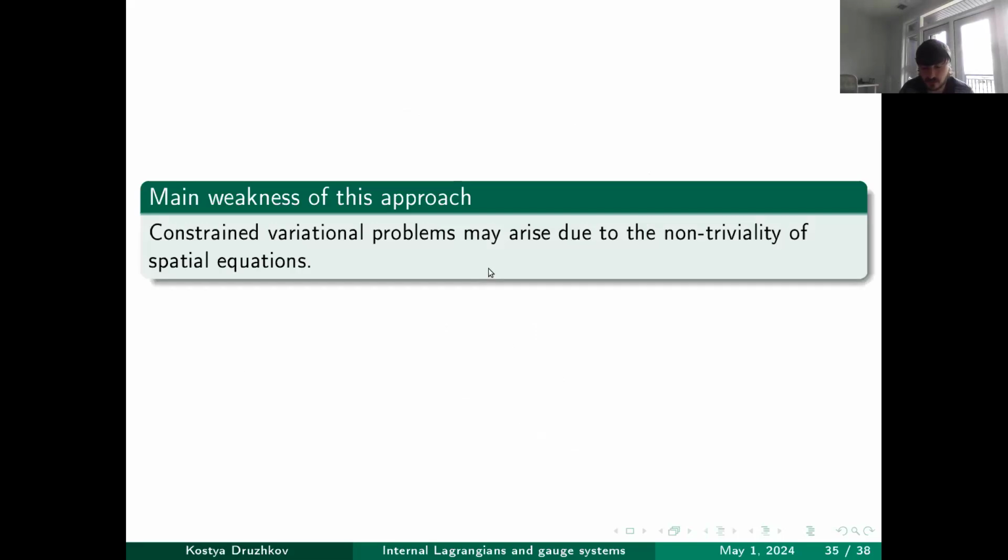I should mention the main weakness of this approach. Of course, constrained variational problems may arise due to the non-triviality of spatial equations. We can face non-trivial spatial equations, and actually this is our main idea, to face them and deal with them somehow. But constrained variational problems may arise here. Frankly speaking, I don't know if one can use the Lagrange multiplier method to deal with such constrained variational problems. It's clear that everything we obtain using Lagrange multipliers is a stationary point, all solutions to the corresponding Lagrange equations are stationary points, but it's not clear if the Lagrange multiplier approach can give us all stationary points. Maybe some of the stationary points cannot be obtained using this approach, I just don't know. And this is the main weakness of this construction.